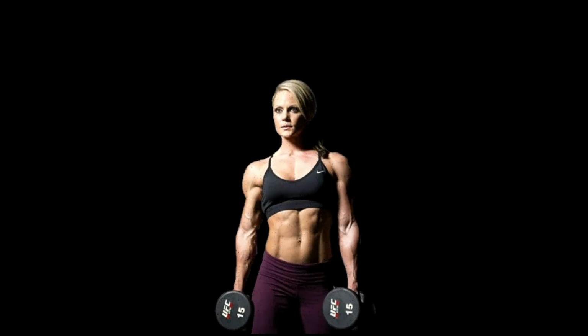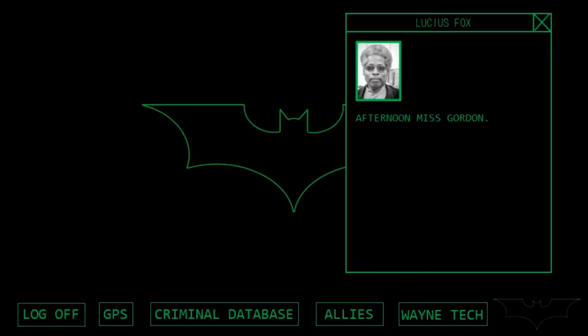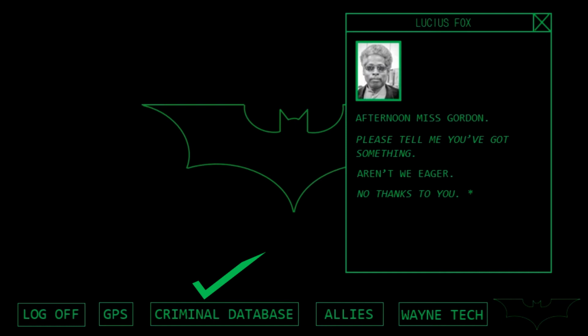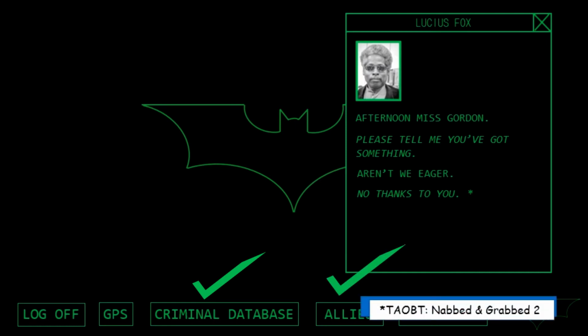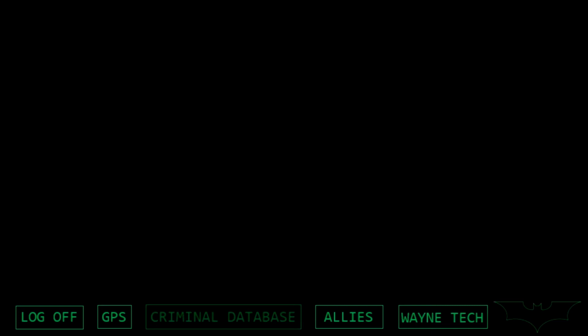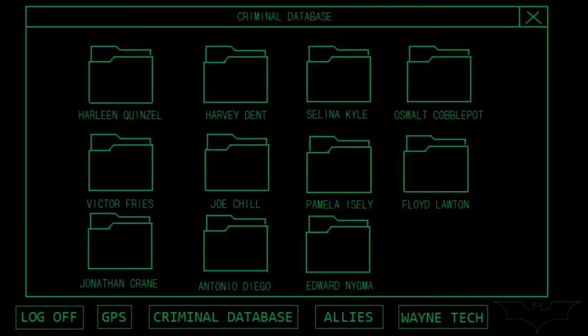So now that we know the why behind the interface, how does it accomplish advancing the plot? How does it develop a character? In terms of character development, there are at least two ways to go about this. At the base of the interface, we have the Criminal Database tab and the Allies tab, each of which contain profiles on individuals relative to the story being constructed.